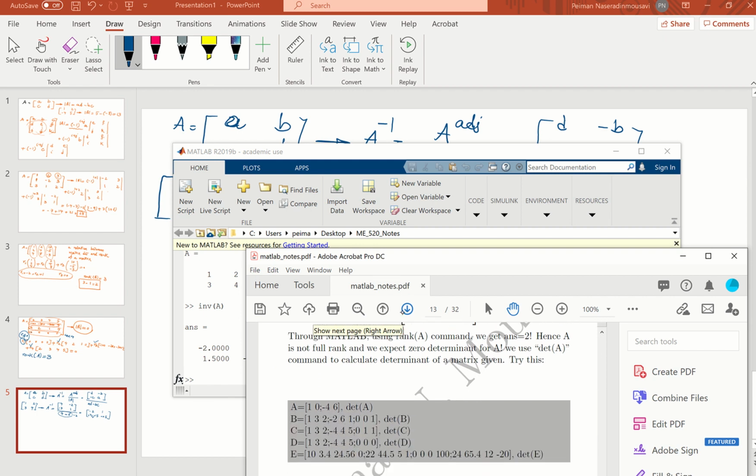Now please do this at home as an example, as homework for the determinant of a matrix. Please do this at home.